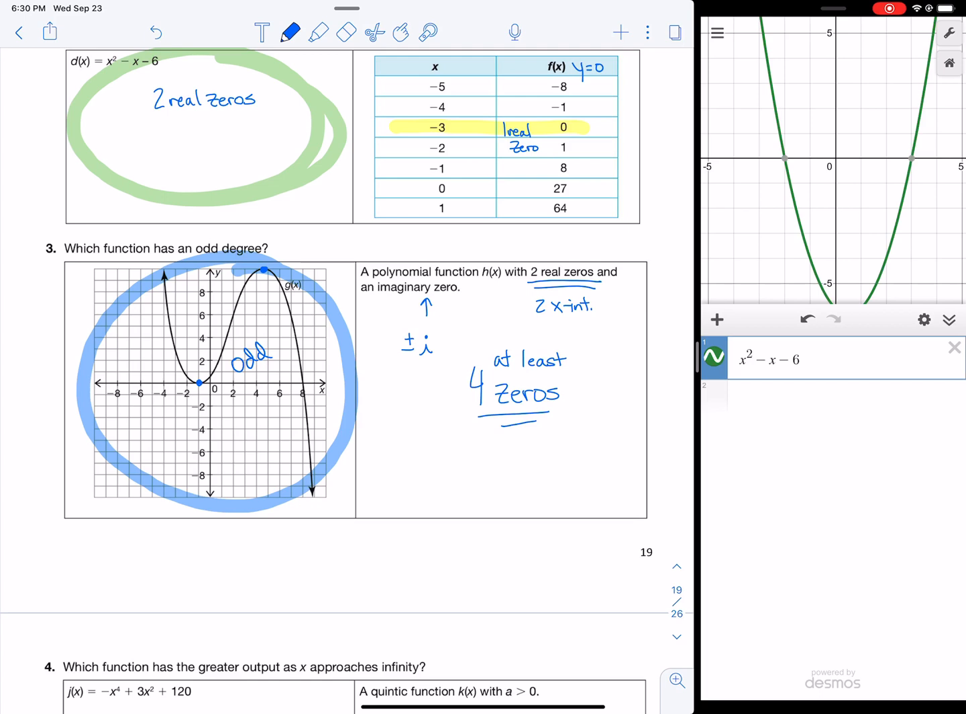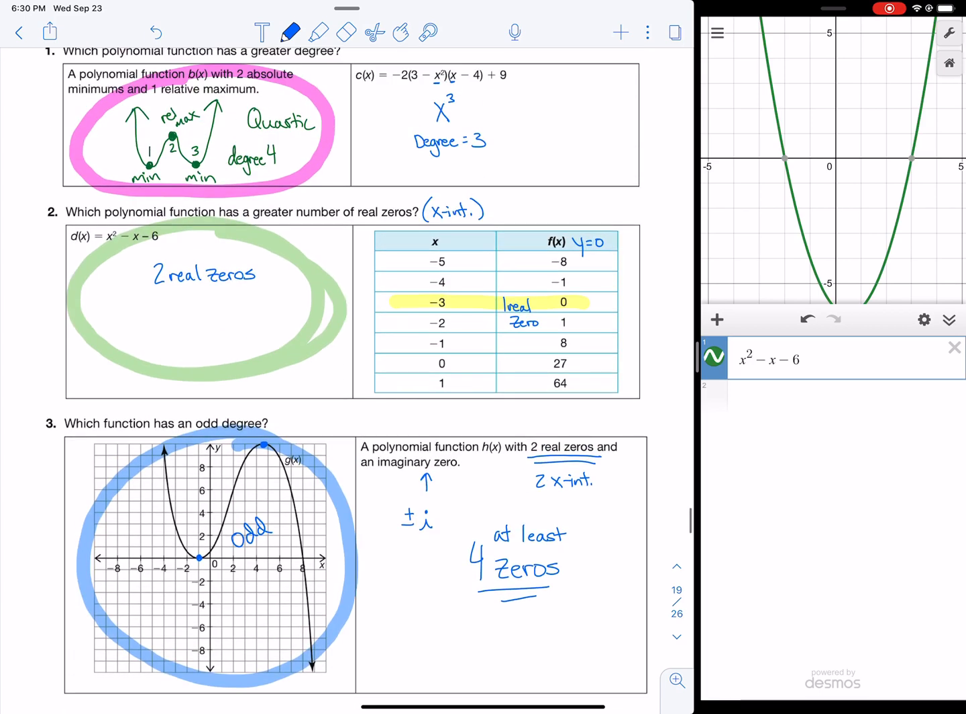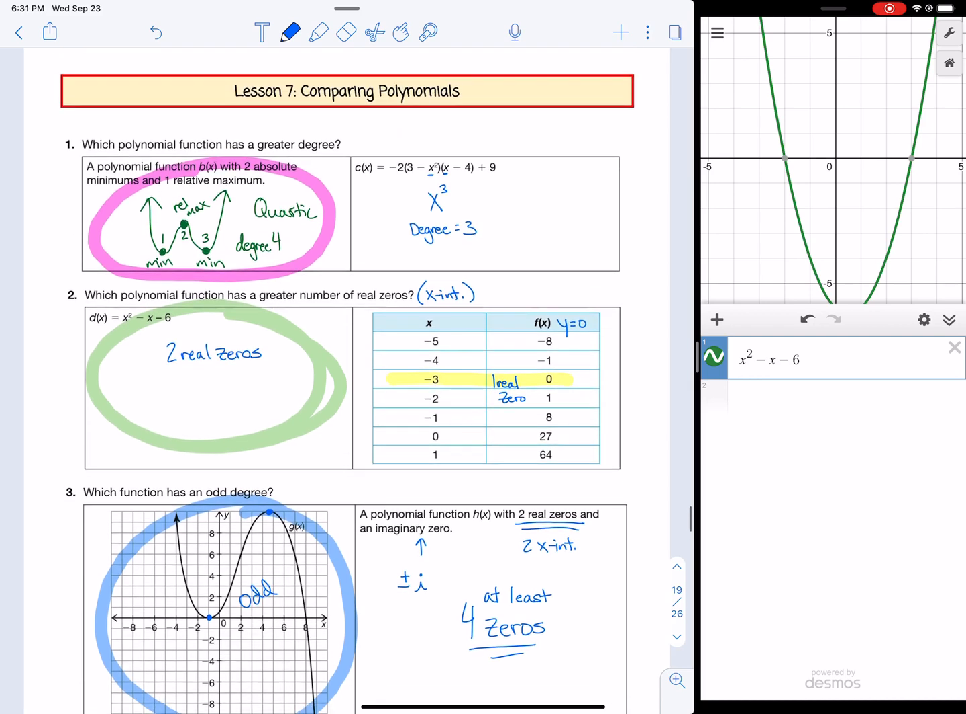Okay, so that's just a few examples to hopefully get you started. And just keep in mind that each problem is unique and try to think it through as best you can.